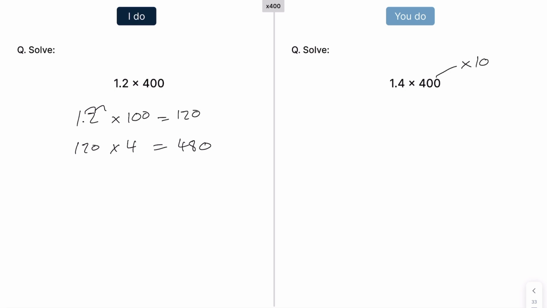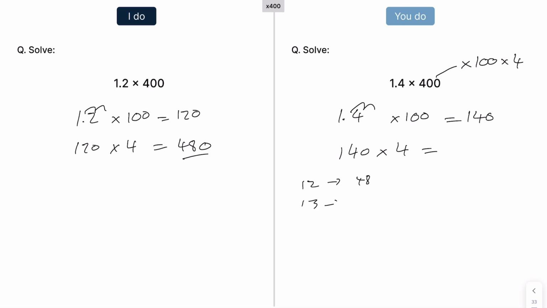So times 400 is the same as times 100 times 4. So that becomes 1.4 times 100. Hop the decimal twice. That becomes 140. And then you just do 140 times 4 and you get your answer. So in this case, I don't know what 140 is, but I know 12 is 48, right? So if 12 is 48, that means 13 add 4 on is 52, and that means 14 add 4 on is 56. This will be 5, 6 with a 0 on the end because there's a 0 right there.